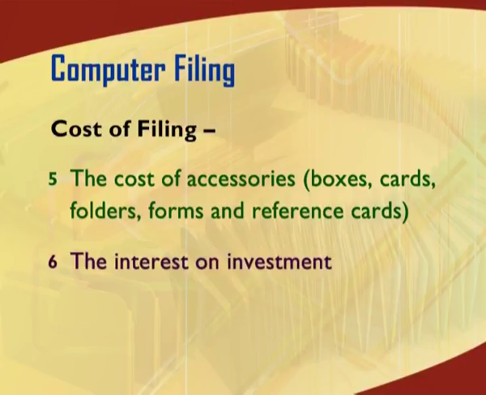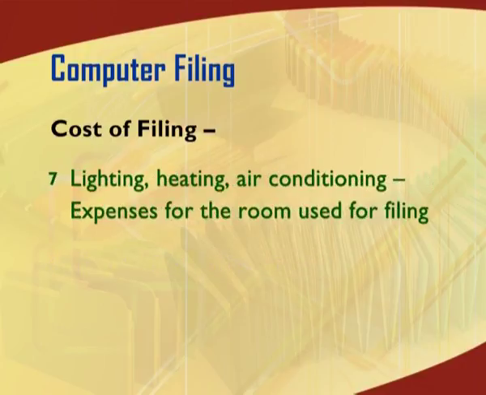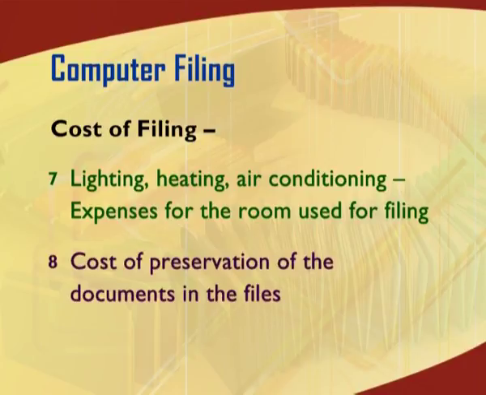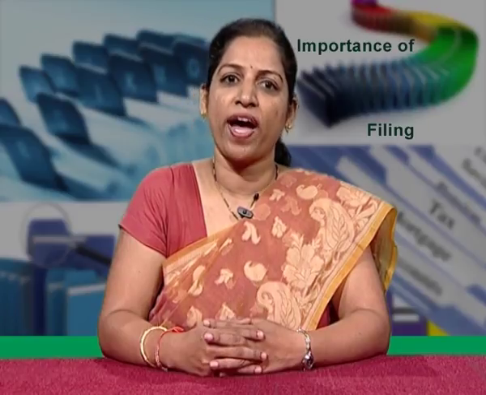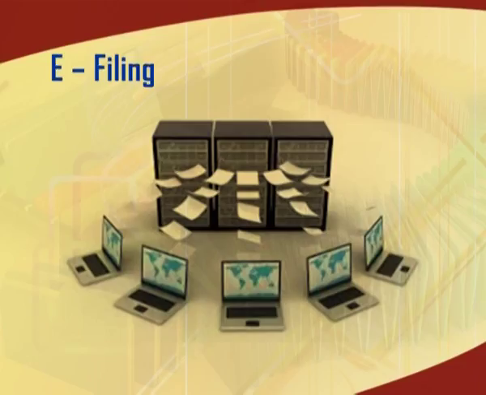The interest on investment, lighting, heating, air conditioning, etc. Expenses for the room used for filing, and the cost of preservation of the documents in the files. These factors are unavoidable but necessary in computer filing, as it is one of the effective methods of filing. Computer filing today is also known as e-filing.